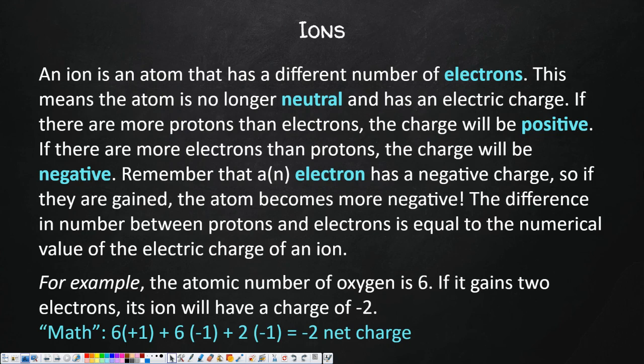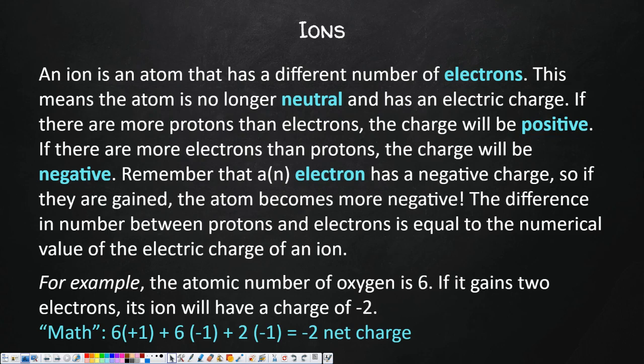So here's what an ion is. An ion is an atom of an element that, for some reason or another, now has an unequal number of protons and electrons. So if I have an unequal number of positive and negative charges, I go from being neutral, having a net charge equal to 0, to now I am going to have a positive or negative charge. It depends on where that inequality lies. Do I have more protons or do I have more electrons? So an ion is an atom that has a different number of electrons.